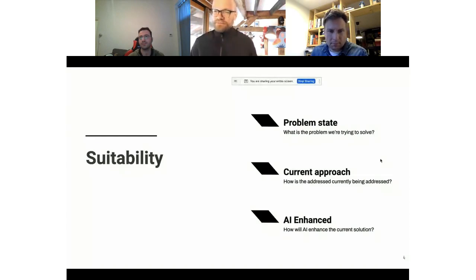So when we talk about suitability, we're looking at what the current problem is that we're trying to solve, understanding how it's currently solved, and then also understanding where AI could enhance this process. Because we're here to talk about AI, we assume that the answer to this question is yes, is it suitable?